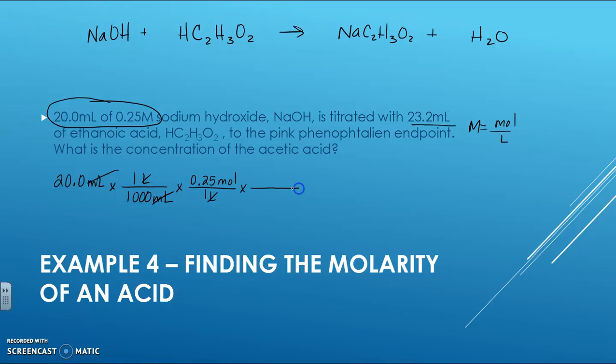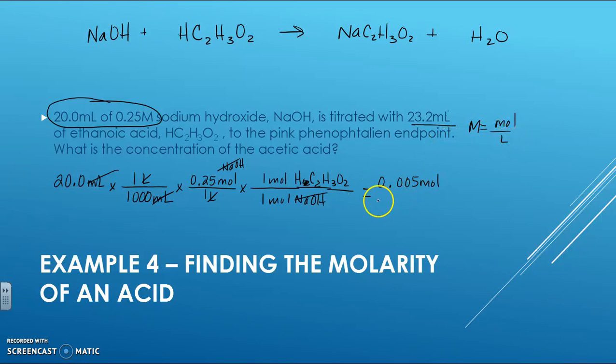Now we're at moles, but this is moles of sodium hydroxide. I'm getting lazy. I'm not writing my stuff in. I do apologize. Okay, so we know 1 mole of sodium hydroxide will give us 1 mole of the acetic acid, C2H3O2. Okay, so that will give us our moles. So now we just have to solve, right? Because we needed moles. So 20 divided by blah, blah, blah. Okay, I've got the math done. 0.005 moles of acetic acid.